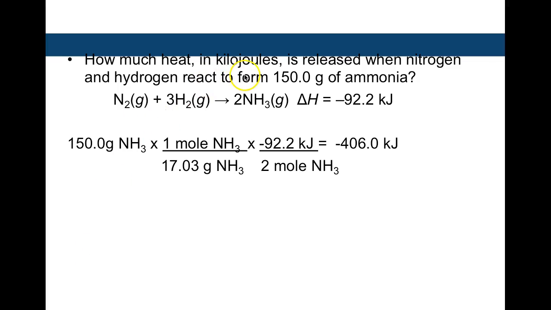The next is how much heat in kilojoules is released when nitrogen and hydrogen react to form 150 grams of ammonia. All right, so you have nitrogen, 3 moles of hydrogen giving you 2 moles of ammonia. This is exothermic because the sign is negative 92.2 kilojoules for every 2 moles of ammonia formed. So take the 150 grams of ammonia, convert it into moles of ammonia, multiply it by the enthalpy value, divide by the 2 moles, and you get negative 406 kilojoules.